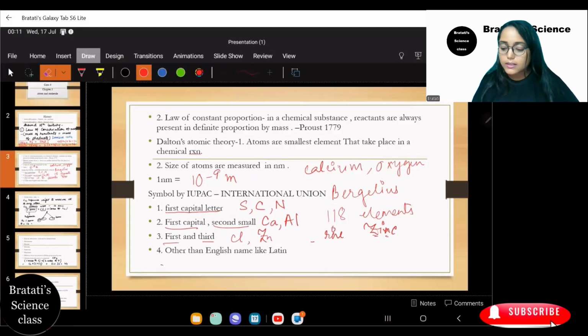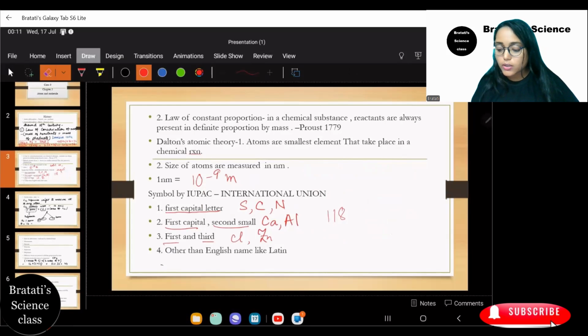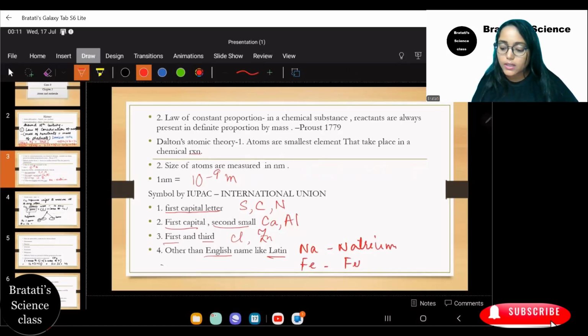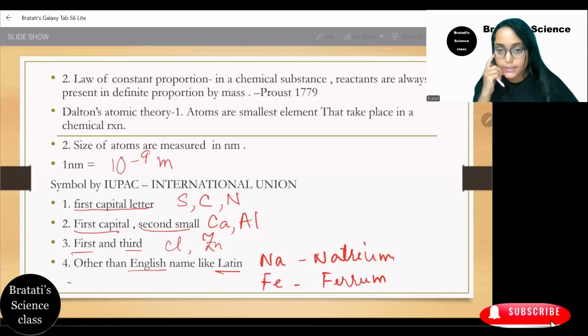Then they said that fine, but all the time we cannot take the first and the second, or the first and the third. And we are not considering the English name only. The Latin name can also come. For example, sodium. The name of sodium is natrium in Latin. And for iron, it's ferrum in Latin. So this is how they have decided that we can take the Latin name also. Okay.